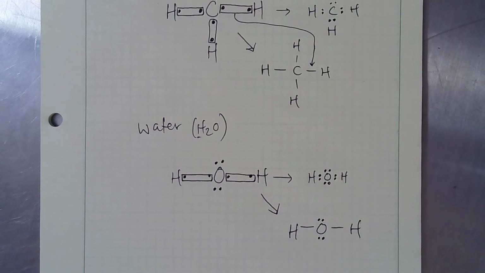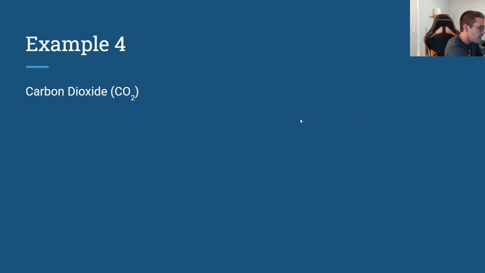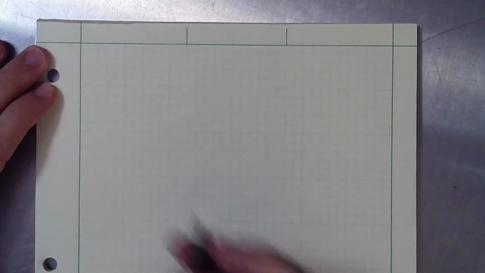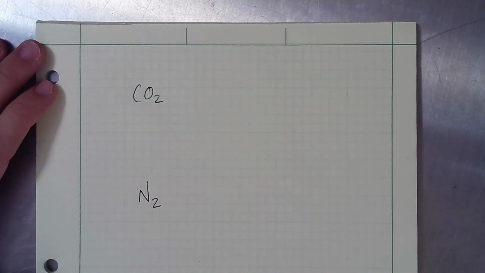Okay, and then I think I have one final example that I'd like to show you, maybe 2 more. These are going to go quick. We're going to do both of these together. So we're going to look at carbon dioxide, and then we're going to look at molecular nitrogen. Okay, so we're going to do both of those back to back. Carbon dioxide, CO2, and then molecular nitrogen, N2.